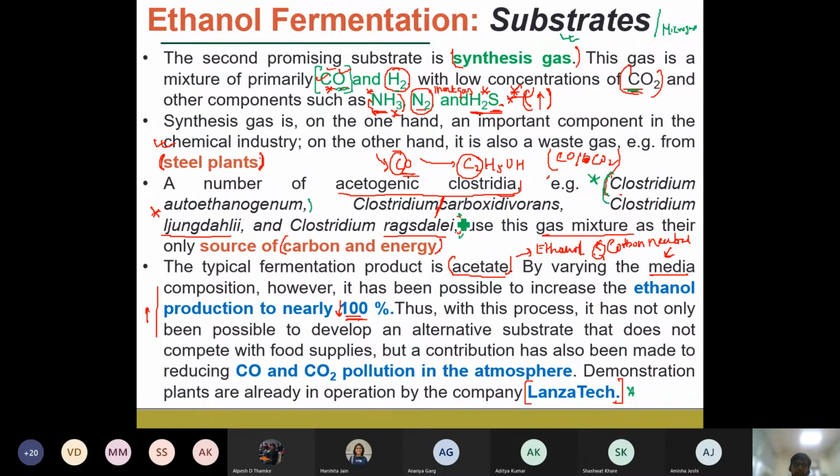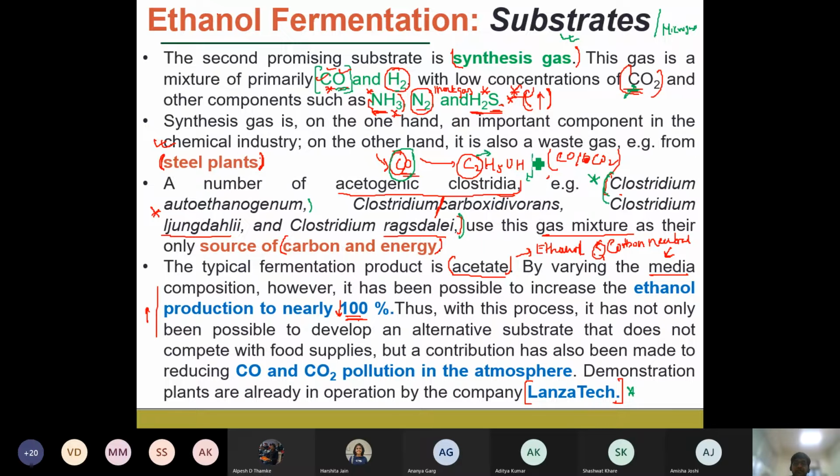These are a few of the microorganisms found to directly take the carbon present in gases, such as carbon dioxide or carbon monoxide, and convert it into C2H5OH. So in ethanol we have two carbons. It utilizes the carbon from these gases and converts it into ethanol.